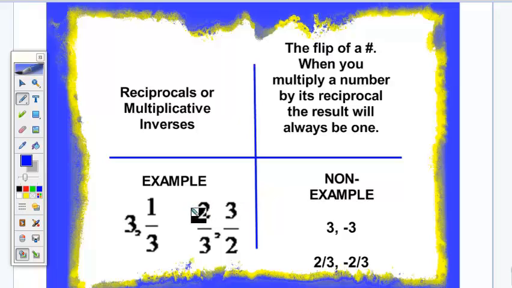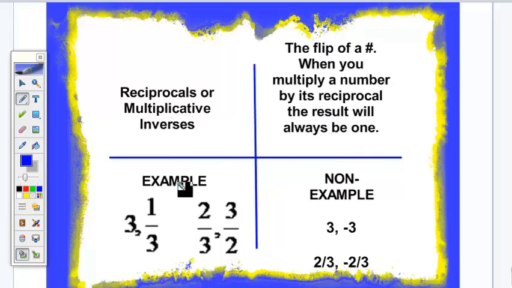Okay, so what we need to know today is reciprocal or multiplicative inverse. If you want to sound smart and intelligent, you will say multiplicative inverse. Save the little flip thing for elementary kids, but now you need to say multiplicative inverse, which is the same as reciprocal. So here the definition is the flip of a number. When you multiply a number by its reciprocal, the result will always be 1.